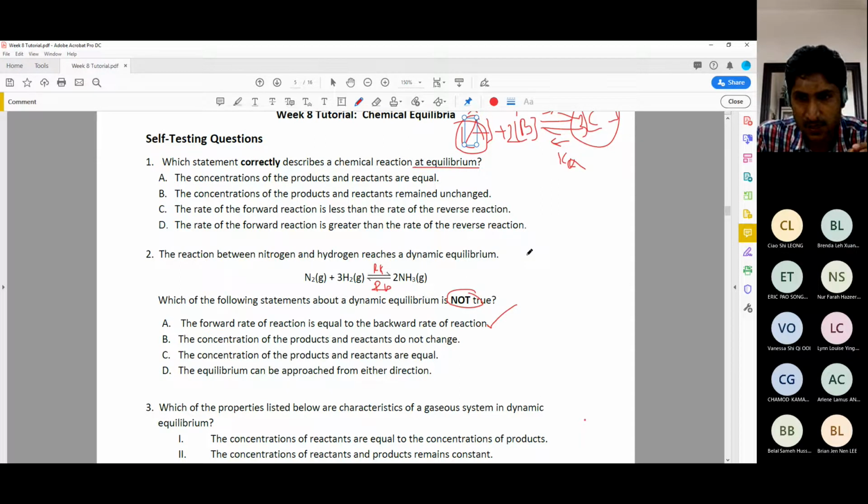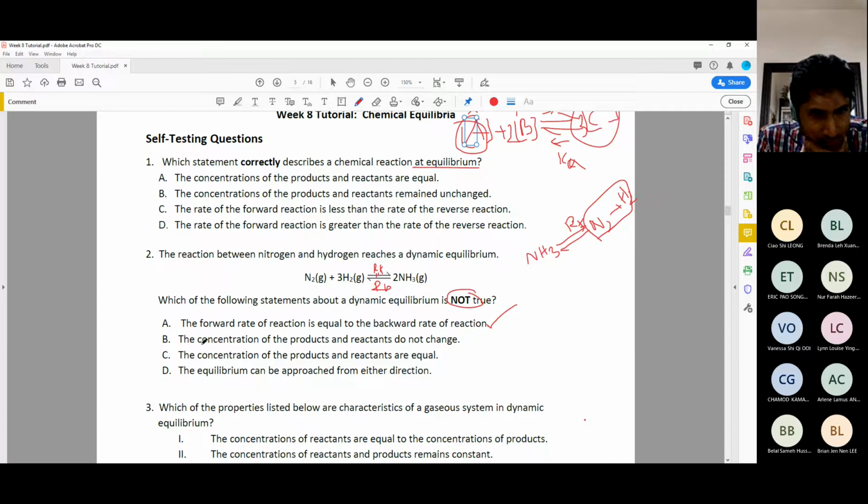If somebody says my reaction is NH3, and the reaction is going this way, producing nitrogen and hydrogen, then in that case it will be the forward reaction. The forward rate of the reaction is producing nitrogen and hydrogen. But it depends on how you write the reaction. Here, nitrogen and hydrogen are producing ammonia, so the forward rate and backward rate are equal. It is true.